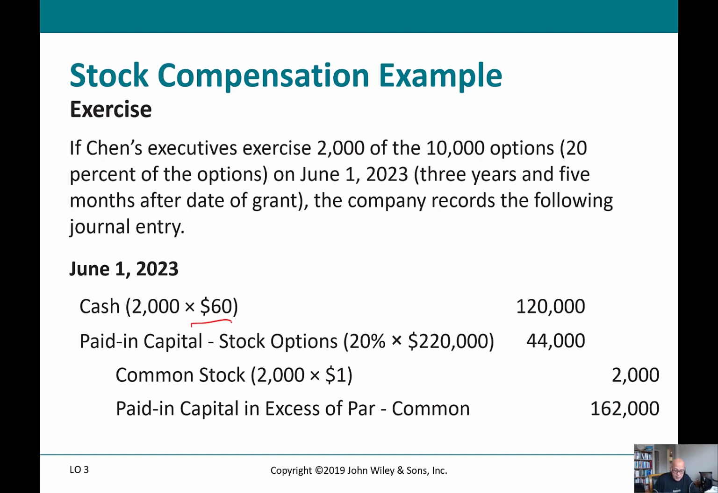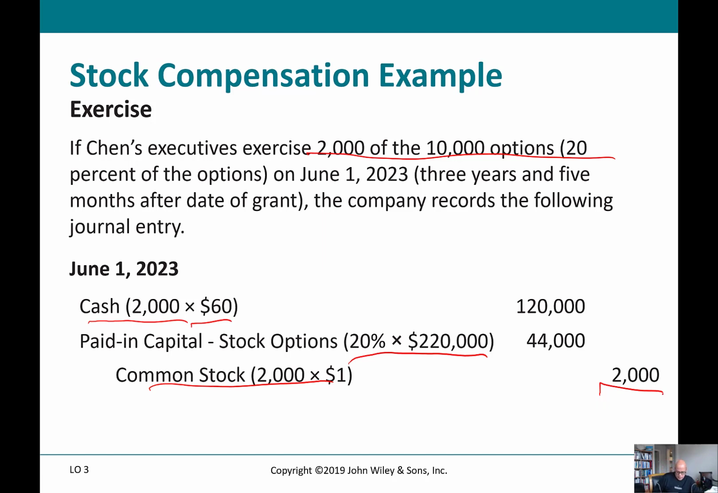Okay, so anyway, when they exercise the option, they're going to have to pay that option price, and they say 2,000 of the 10,000 options were exercised. 2,000 out of the 10,000 means 20% of that total that was in the paid-in capital options is coming out because they're being exercised. And then we're going to go ahead and issue the common stock at par, and the difference here is going to go over to the paid-in capital in excess of par.